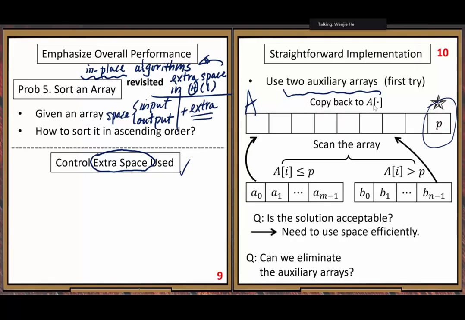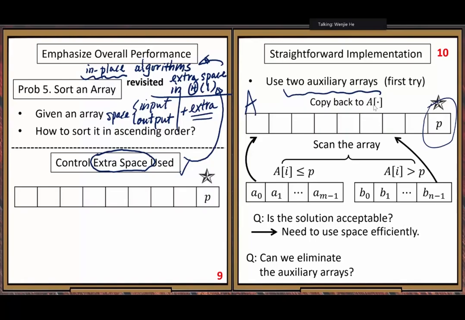Now, we want to control our extra space in big theta of 1. You need to use a small amount of extra space. How to do it? So let's look at the details of how to do it.